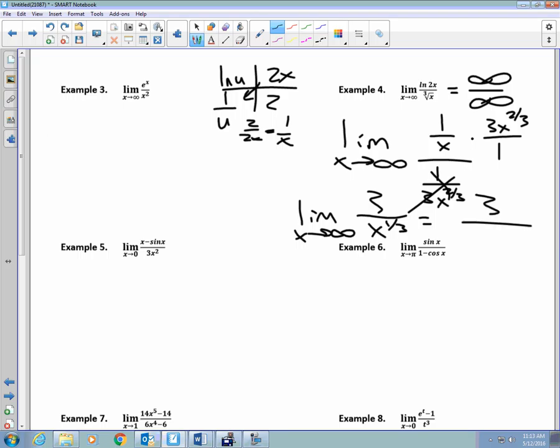And infinity to the 1/3 power is still infinity. What is 3 over a very, very, very large number? 0. You can see that in this situation we come up with 0 before we came up with infinity. You never know. That's why it's so fun.